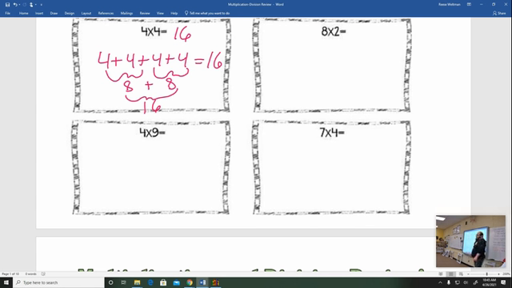How can I do 8 times 2? How can I do 8 times 2 as repeated addition? 8 plus 8. It also equals 16. That's correct. We had 2 in a row that equals 16.